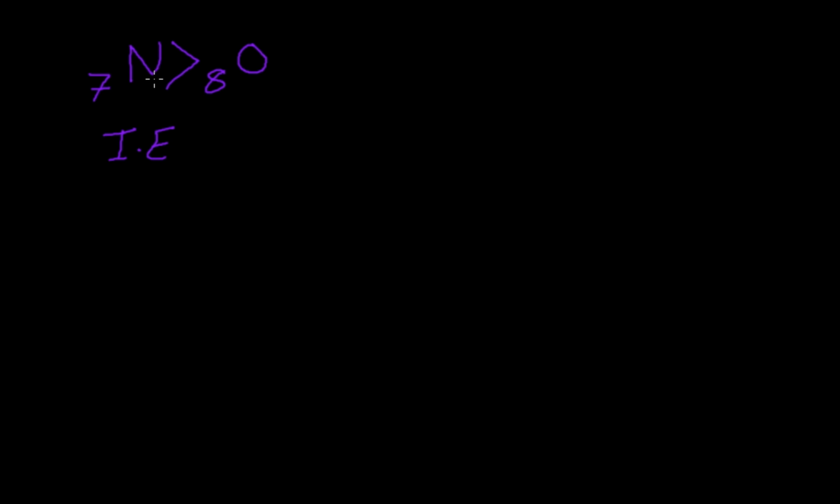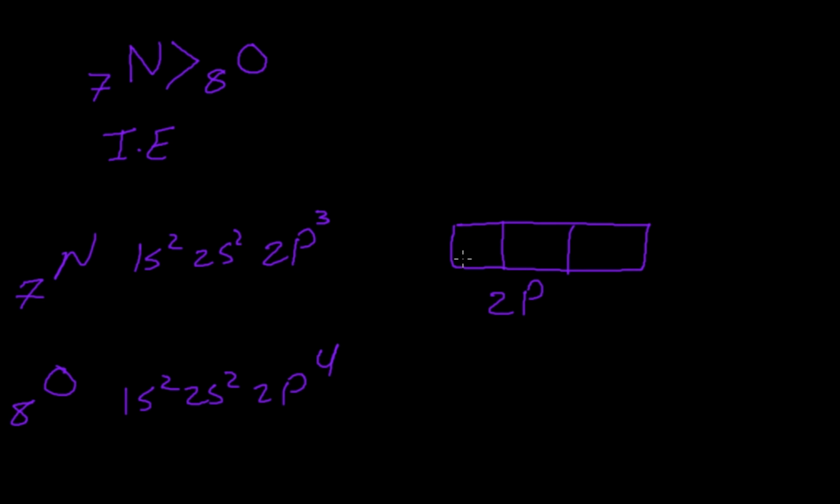Nitrogen 7, let me draw it here. Nitrogen 7 is 1s2, 2s2, 2p3. Whereas oxygen 8 is 1s2, 2s2, 2p4. So we have 2p3 here, let's draw it: 1, 2, 3. So we have the 2p of the nitrogen, and I have distributed the 3 electrons of the nitrogen.